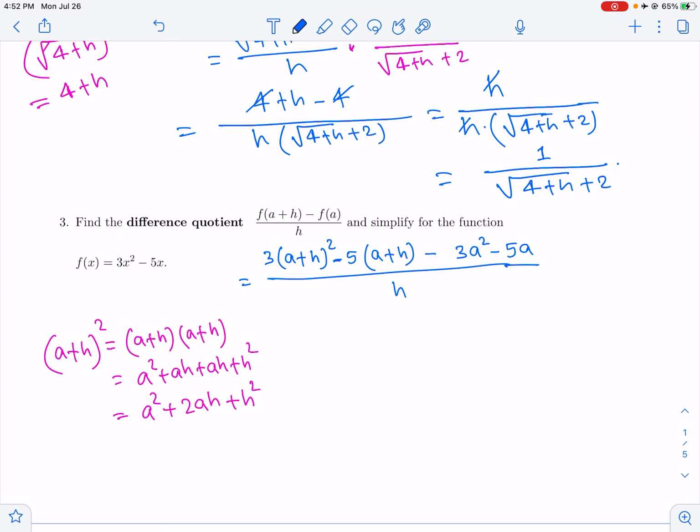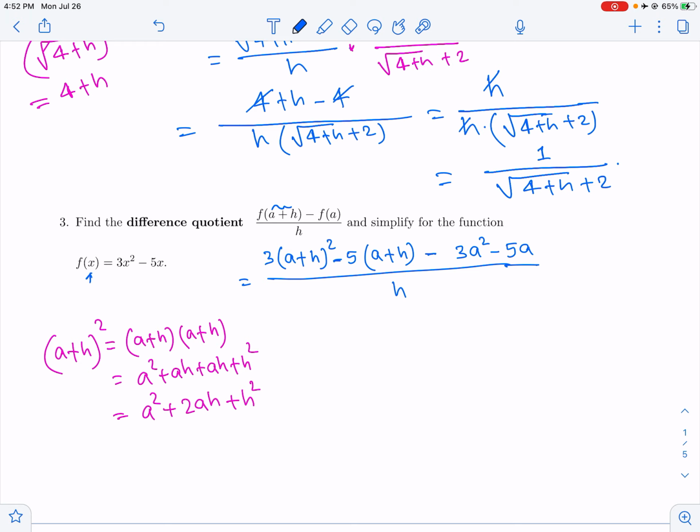Find the difference quotient. So f of input equals 3 times the input squared minus 5 times the input. So f(a + h) means the input is a + h. So 3 times (a + h) squared minus 5 times (a + h). And here's a minus sign in the middle. f(a) means the input is a, so 3a squared minus 5a.